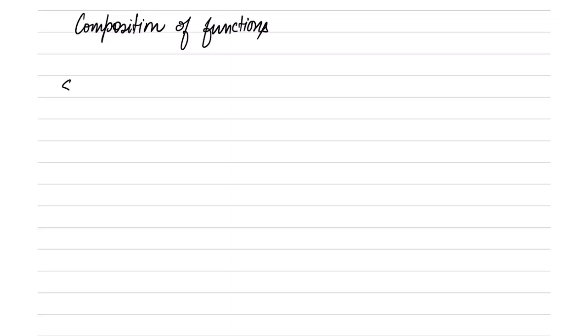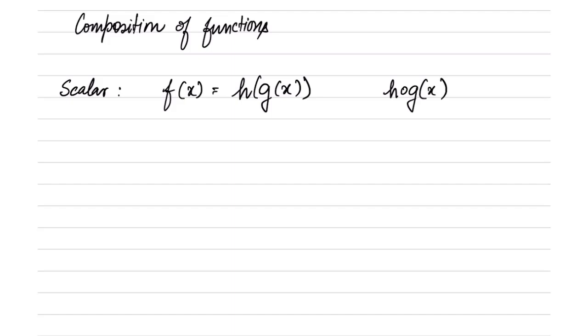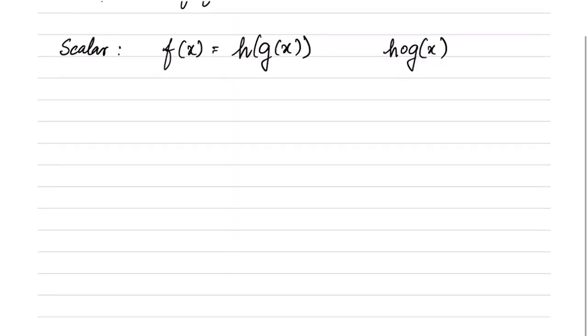First, consider the scalar case. This case is simple to consider and provides us a lot of intuition. So let's say that f of x is equal to h of g of x. So this is a composition between h and g. Another way of writing it is h composed with g of x. So when is f convex?